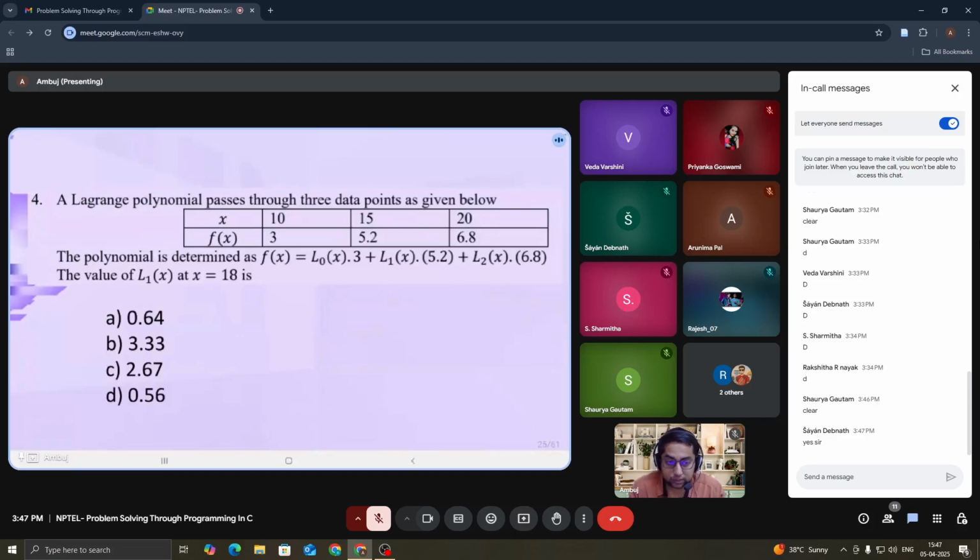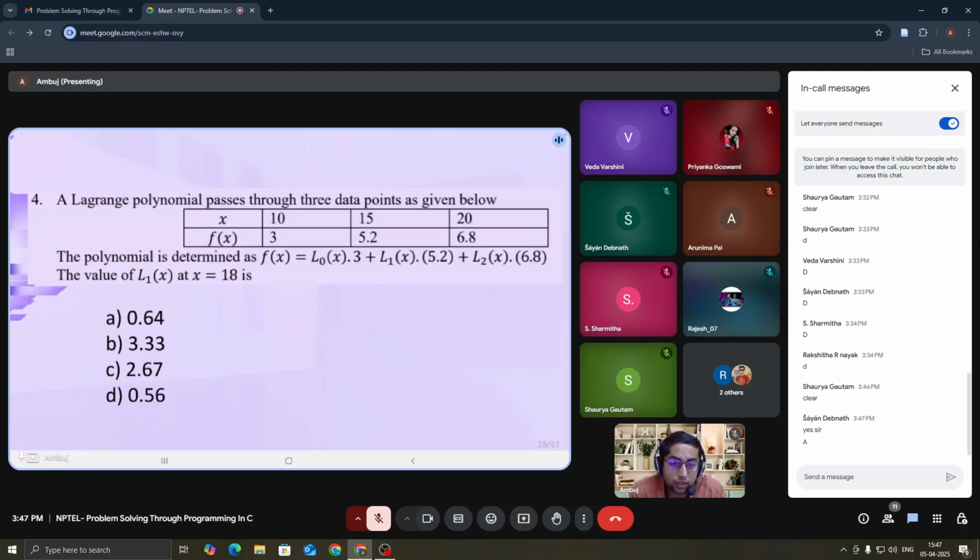Here, what is the question? A Lagrange polynomial passes through three data points as given below. X is 10, 15 and 20. F of x is 3, 5.2, 6.8. The polynomial is determined as f of x equal to summation li x f of xi. So f of x is L0(x) multiplied by 3 plus L1(x) multiplied by 5.2 plus L2(x) multiplied by 6.8. You just have to calculate the value of L1(x) at x equal to 18.